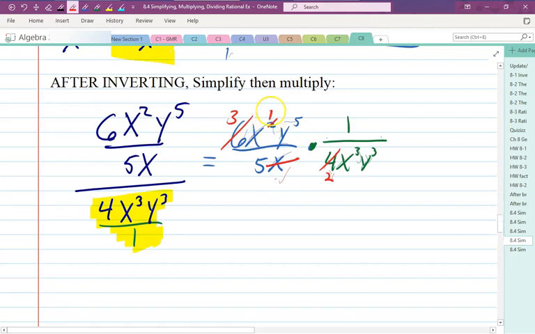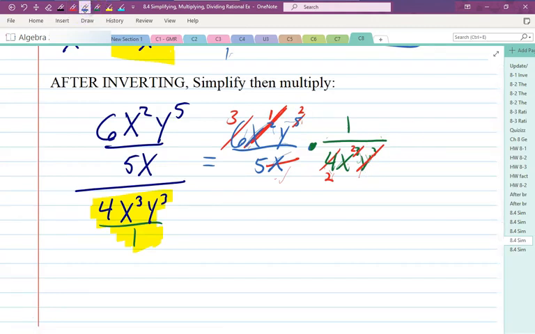Again, I have an x to the power of 1 on top and an x cubed on the bottom. Now the x to the power of 1 is going to cancel out completely, and x cubed is going to reduce to x squared. I have a y to the 5th on top and a y cubed on the bottom. Since I have more y's on top, the y cubed cancels out completely. The y to the 5th becomes y squared because 5 minus 3 is 2.